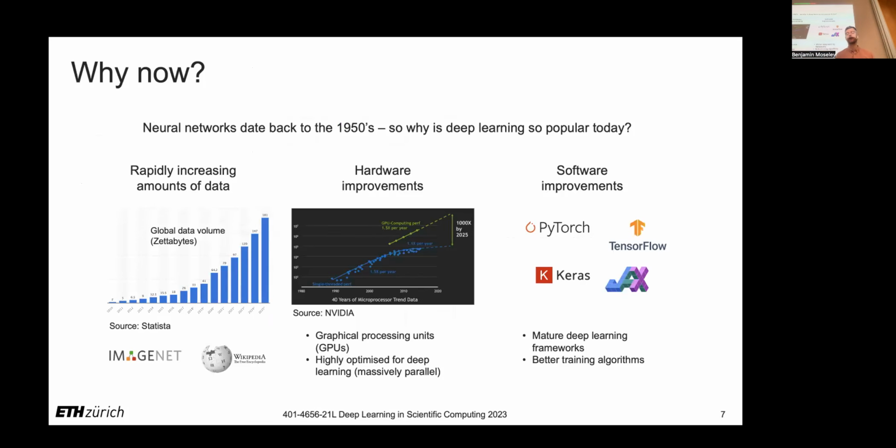And why now? Again, this is a slide I showed in the first lecture. The ideas of neural networks came from the 1950s, but there are three big reasons why deep learning is really popular today. That's the rapidly increasing amounts of data that we have, the improvements in hardware and computing speed, especially the advent of GPU computing for deep learning, and then the rich ecosystem that's been developed, so PyTorch, TensorFlow, all these amazing deep learning packages that make it really easy to do deep learning in a few lines of code.